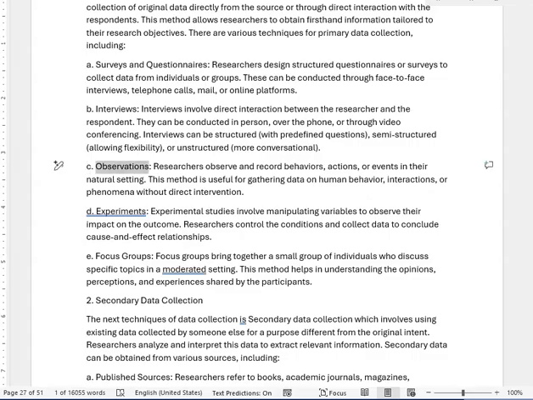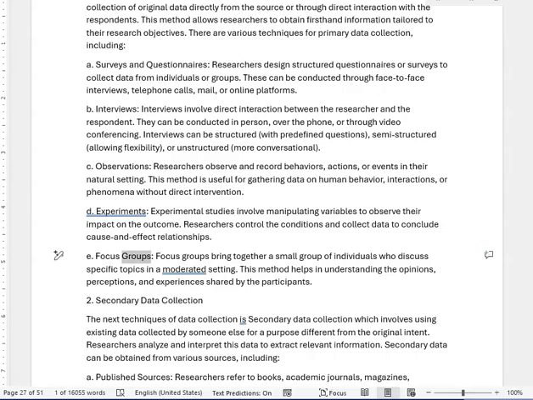C. Observations. Researchers observe and record behaviors, actions, or events in their natural setting. This method is useful for gathering data on human behavior, interactions, or phenomena without direct intervention. D. Experiments. Experimental studies involve manipulating variables to observe their impact on the outcome. Researchers control the conditions and collect data to conclude cause and effect relationships.